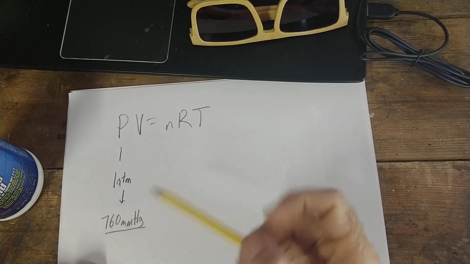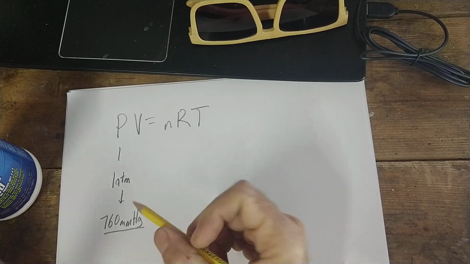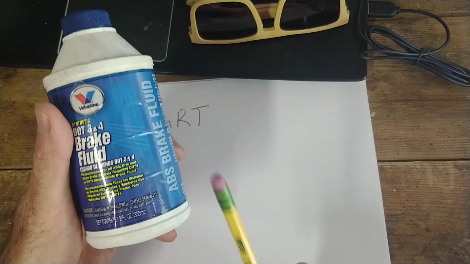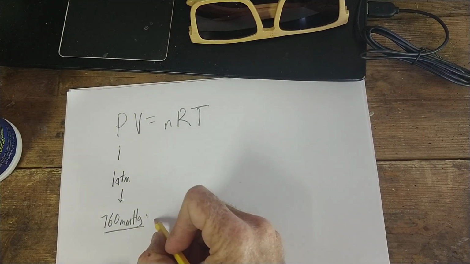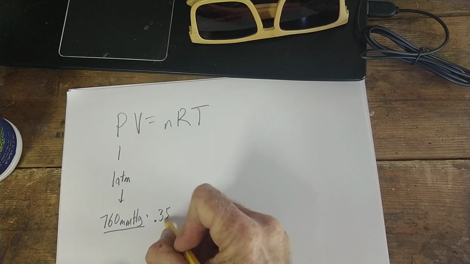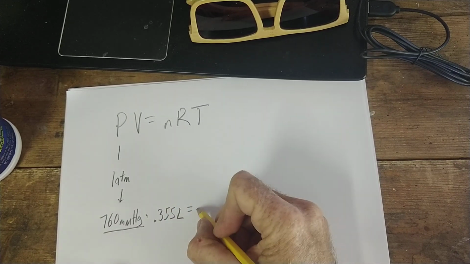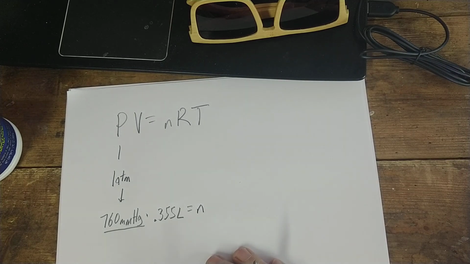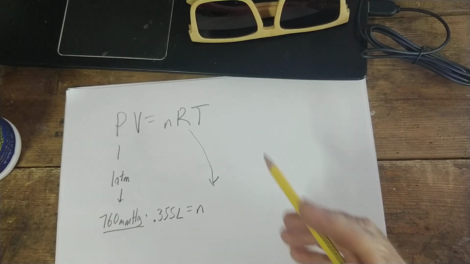So since we're using millimeters of mercury, 760 times the volume, and the volume of this can is 355 milliliters. So I'm going to put 0.355 liters is equal to N. We're going to find out how many moles of air are in there, times R. R is our adjustment number.